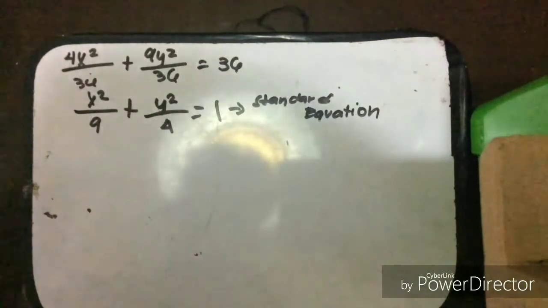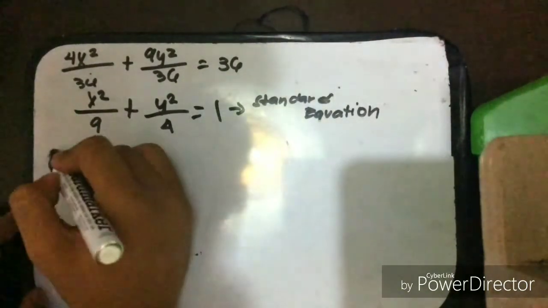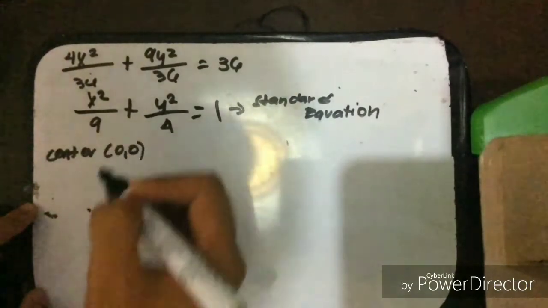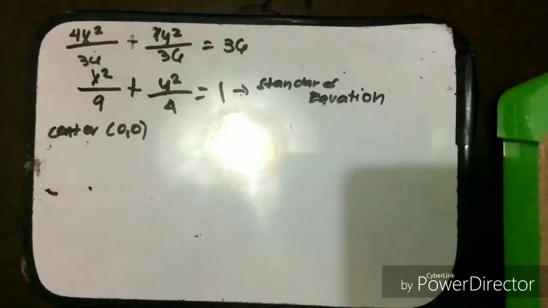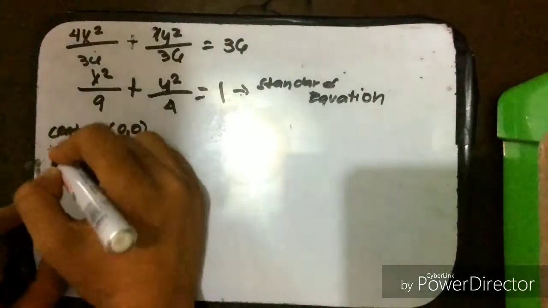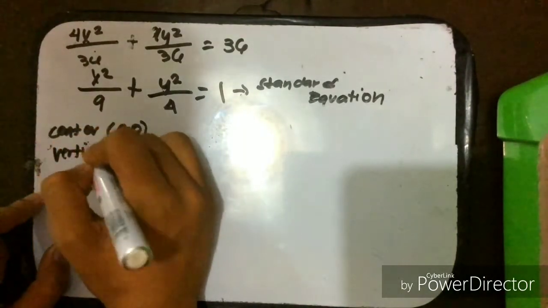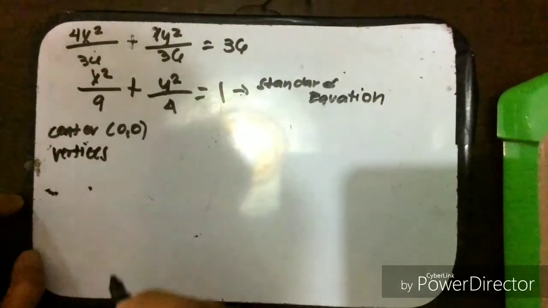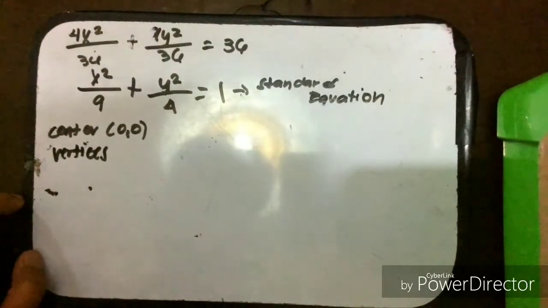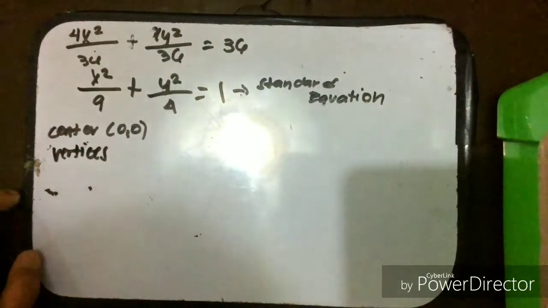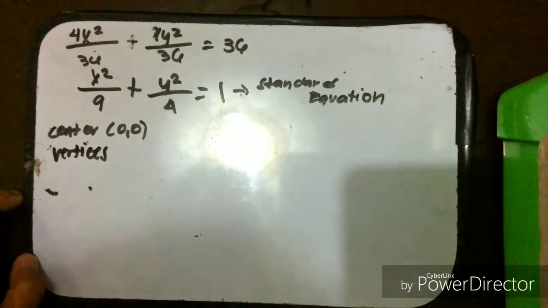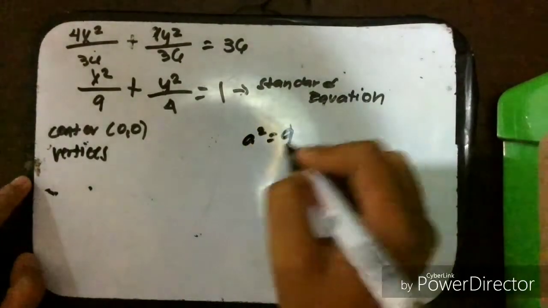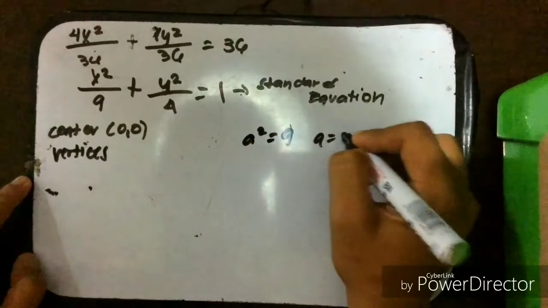So now we will find its properties. So the center is 0, 0, because the standard equation is centered at the origin. To find the coordinates, the vertices. Vertices are the turning points of an ellipse. So to find the vertices, you always know the major axis is the one with the larger number. So a squared is equal to 9. The square root of 9 is 3. So a equals 3.